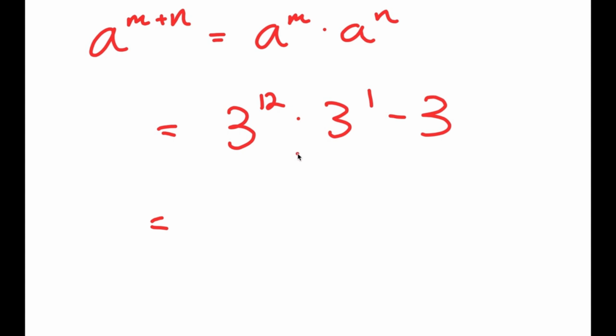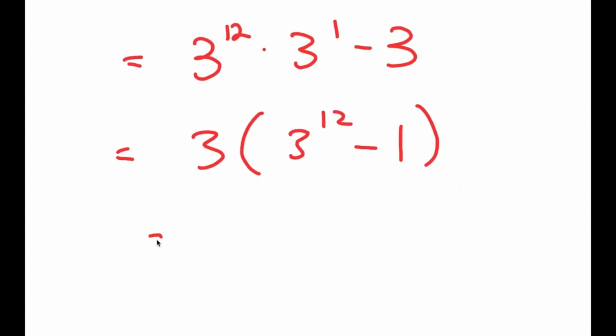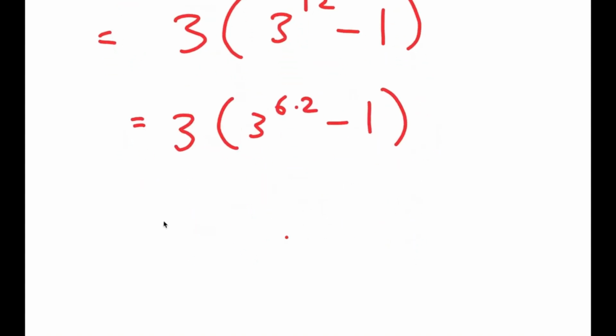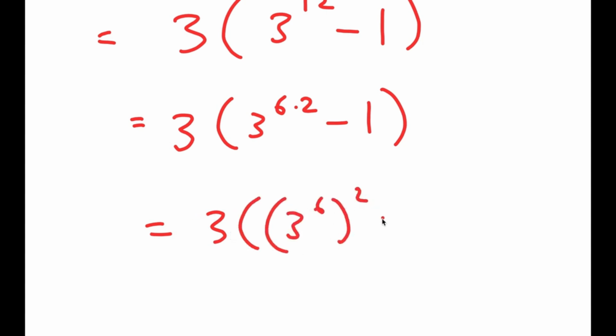And from here, I can factor out 3. So I get 3 times 3 to the power of 12 minus 1. Now 3 to the power of 12, I'm going to rewrite as 3 to the power of 6 times 2. And that's equal to 3 times 3 to the power of 6, all squared, minus 1 squared.